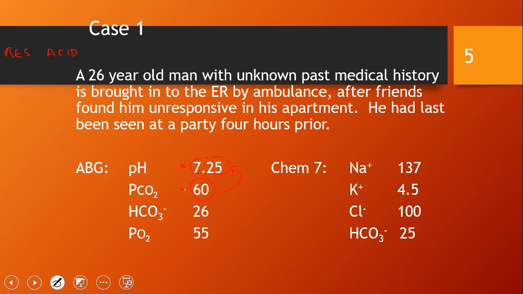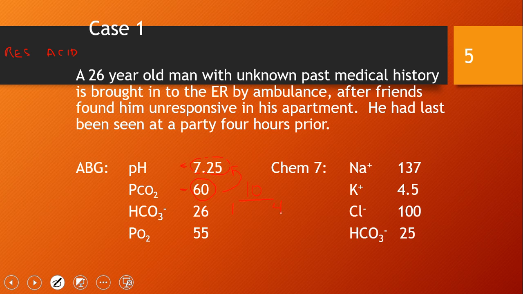So now we got to find out if this is acute or chronic. Remember that 1:4 ratio? So now what we're going to do is look at our HCO3 and our CO2. So for every 10 that our CO2 is above 40, if it is acute, this will be 1, and if it's chronic, it'll be 4. So let's take a look at it.